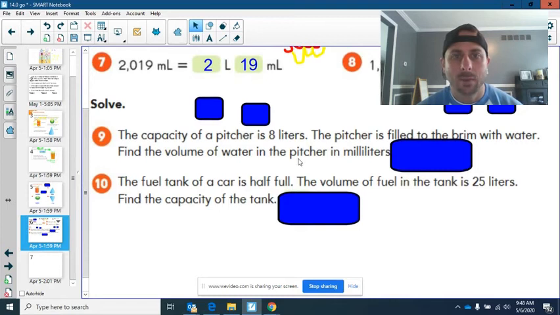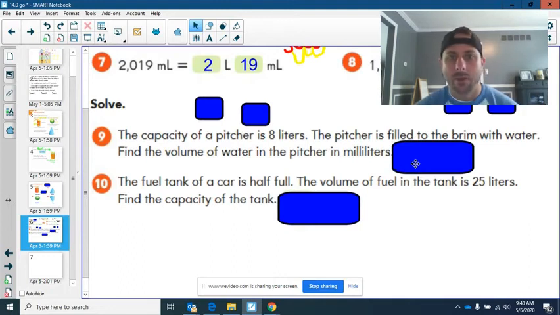The capacity of a pitcher is 8 liters. The pitcher is filled to the brim with water. Find the volume of water in the pitcher in milliliters. I'm going to suggest I pause it. You pause it right here, and you go ahead and solve that.